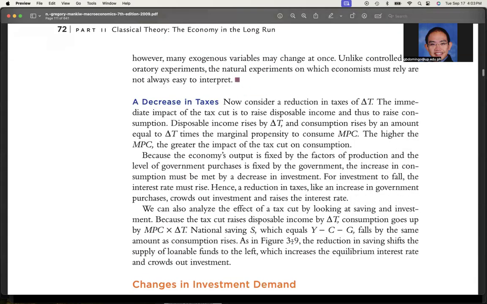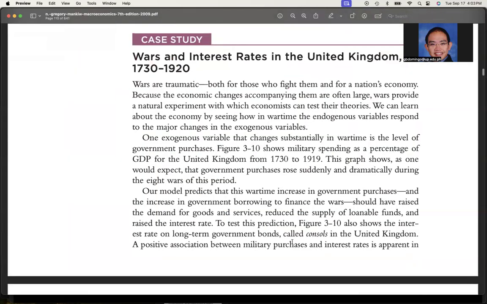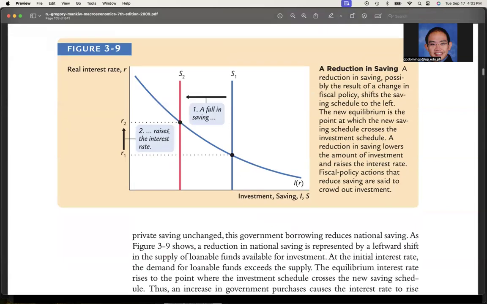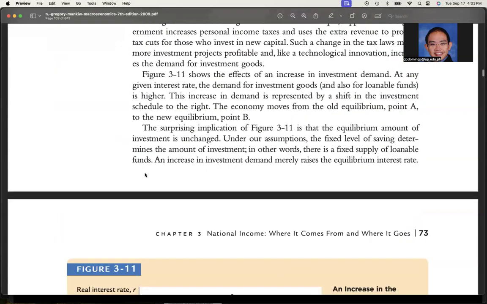Where's figure 3-9? Basically the same thing. National savings will shift to the left. Investment must also fall. In order for that to happen, the real interest rate must go up.